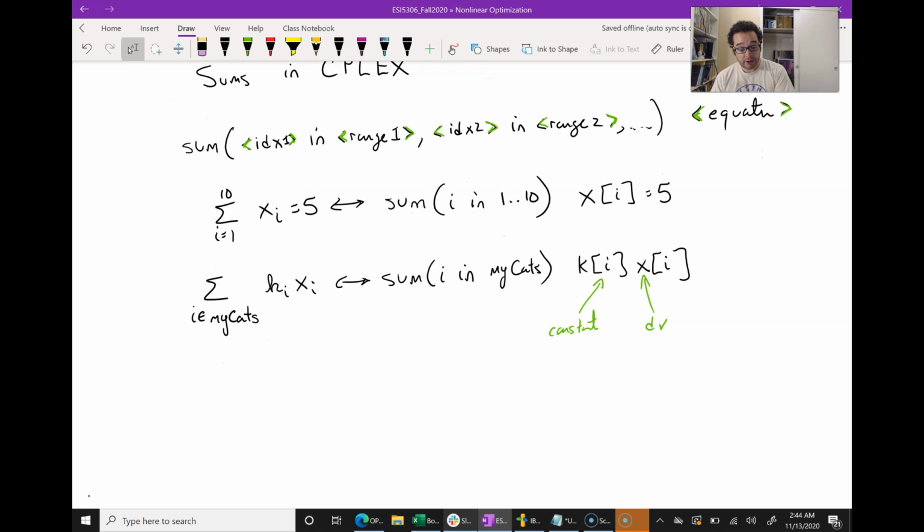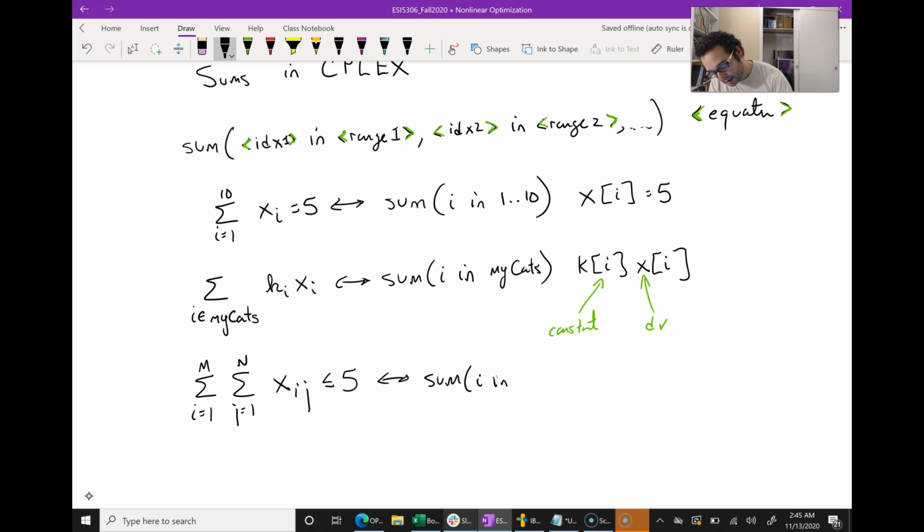Certainly we can do double sums, so I sort of indicated that that's something we could do. So let's say we had the sum of i equals 1 to m and j equals 1 to n, and we're going to say xij, so maybe this is less than 5. Okay, so I'm just sort of making things up. The way we would write this is just sum i in 1..m. And maybe m is a value we actually defined earlier. So m could be set equal to 5, or m could be set equal to 20.